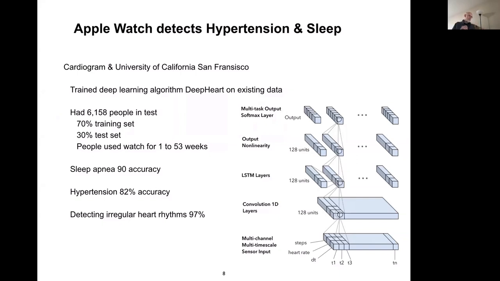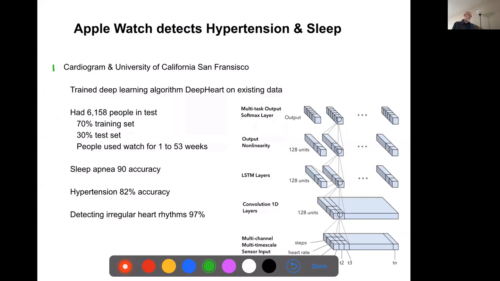And there are various studies. A few years ago, a company in UC San Francisco, the medical school, actually used Apple Watches to train and learn the algorithm. And the amazing thing is they're able to detect people with sleep apnea. But the Apple Watch, all it does is it measures your heartbeat. They detected hypertension with 82% accuracy, again, just by measuring people's heart rate. And of course, detecting irregular heart rhythms is much more accurate because that's what it was actually doing.